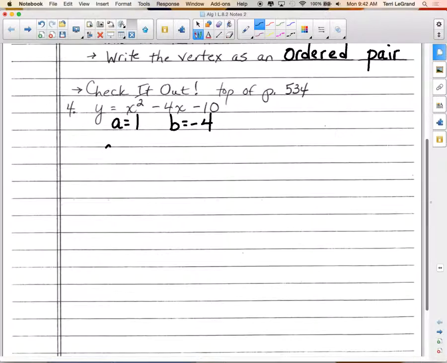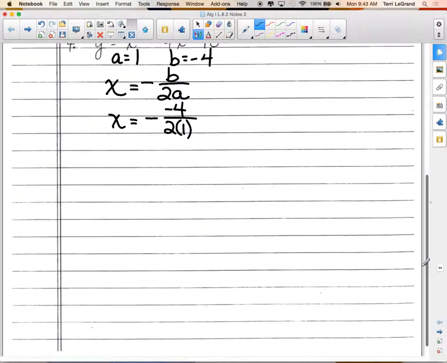What is the formula again for the axis of symmetry? X equals b over 2 times a. That's it? The opposite. The opposite of b over 2 times a. So we're going to substitute our a and our b into our formula here. We have a negative 4 for b. We have a 1 for a. So notice the opposite sign is still up front, and our b is a negative value.